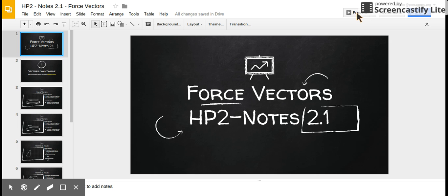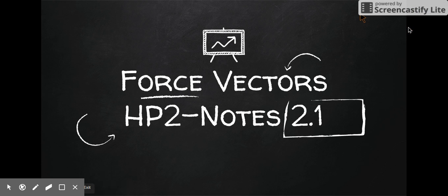Hello students, today we're going to learn how to deal with forces drawn as vectors as part of our understanding of Newton's laws and our ability to deal with them mathematically. Remember, a quick review, a force is any push or pull. And a force is an example of a vector.